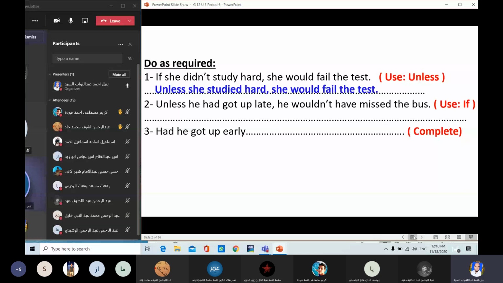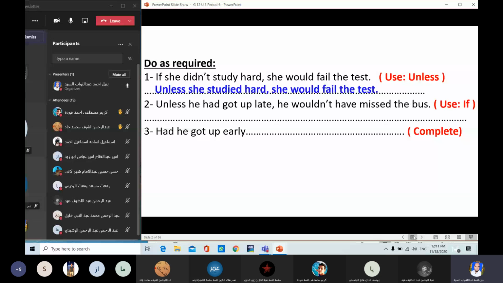If you are asked to replace unless with if, or the opposite, you have to change just the first clause, the if clause or the unless clause. So say it again, please, Amar. If he hadn't got up late, he wouldn't have missed the bus. Very good. Thank you, Amar.